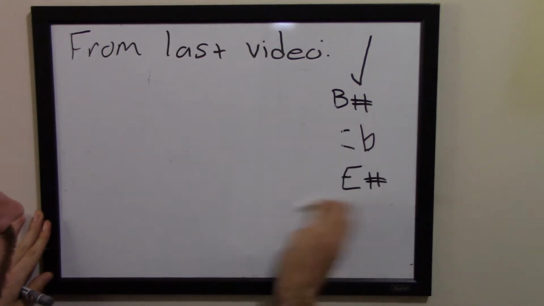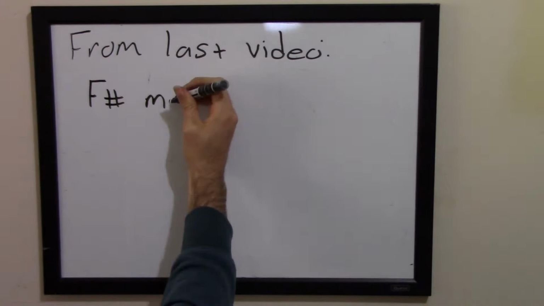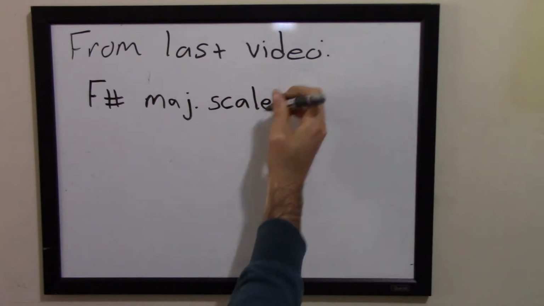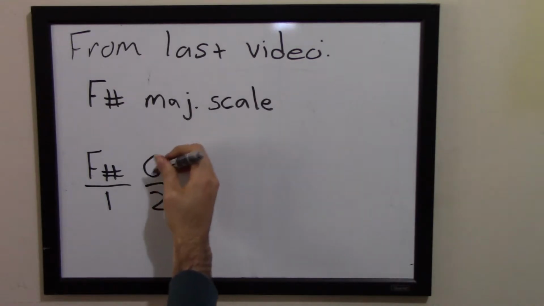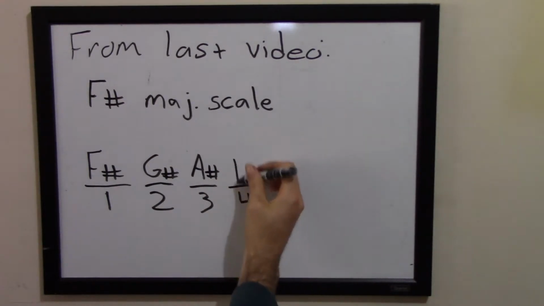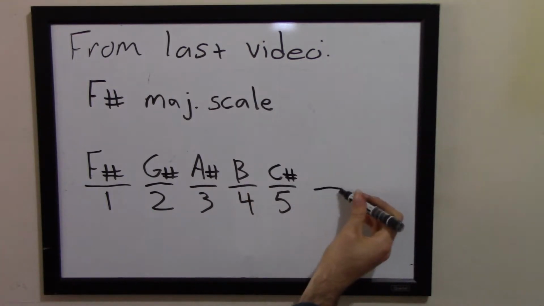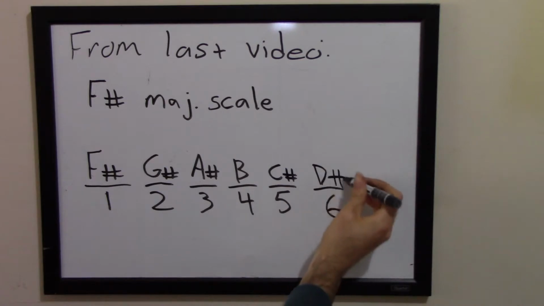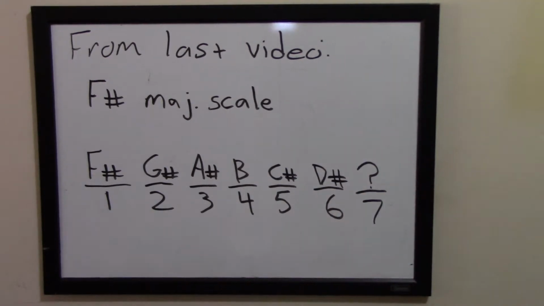Here's one of them. Say we're going to play an F sharp major scale. All right, we're playing a good old-fashioned F sharp major scale. What's your first note? F sharp. Then you're going to go up a whole step to G sharp. Then you're going to go up a whole step to A sharp. Everything is A-okay thus far. Then you're going to go up a half step to B. Then a whole step to C sharp. Then a whole step to D sharp. D sharp is the 6th note of the scale. Everything has been totally normal up until this point.